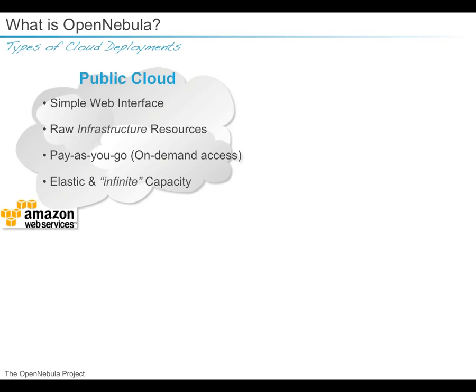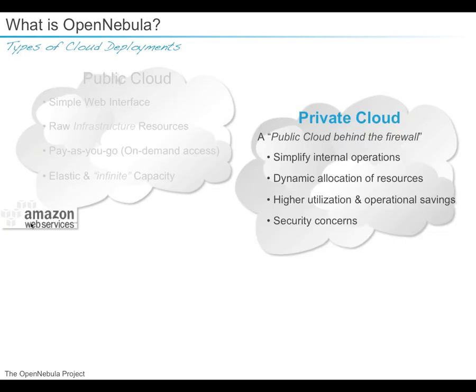Okay, so OpenNebula has several public cloud interfaces like Amazon EC2 and OCCI, and as such, it lets you create public clouds. OpenNebula also lets you create private clouds, which is basically a public cloud behind the firewall. The beauty of it is that it can greatly simplify internal operations, so it makes the usage of the resources more flexible.